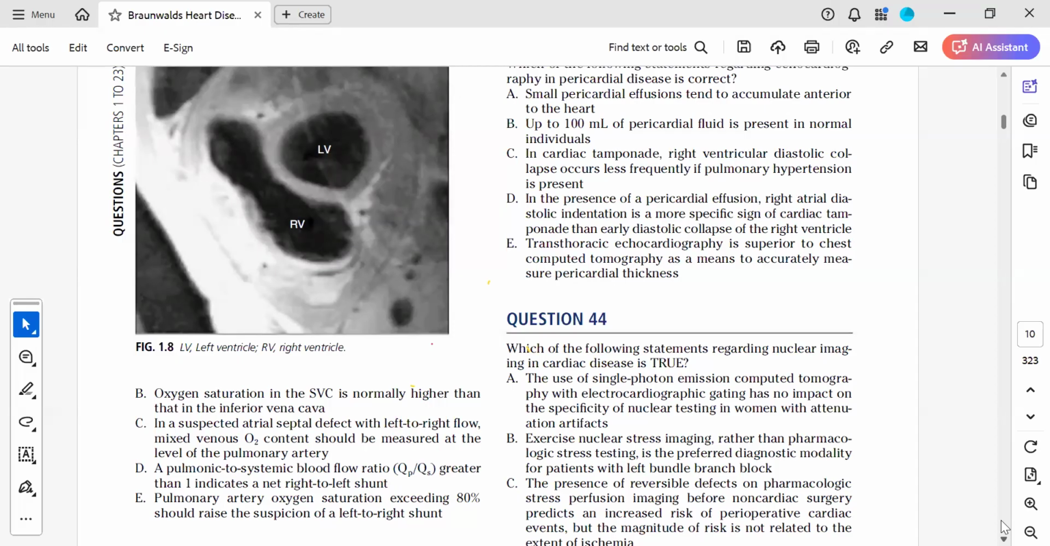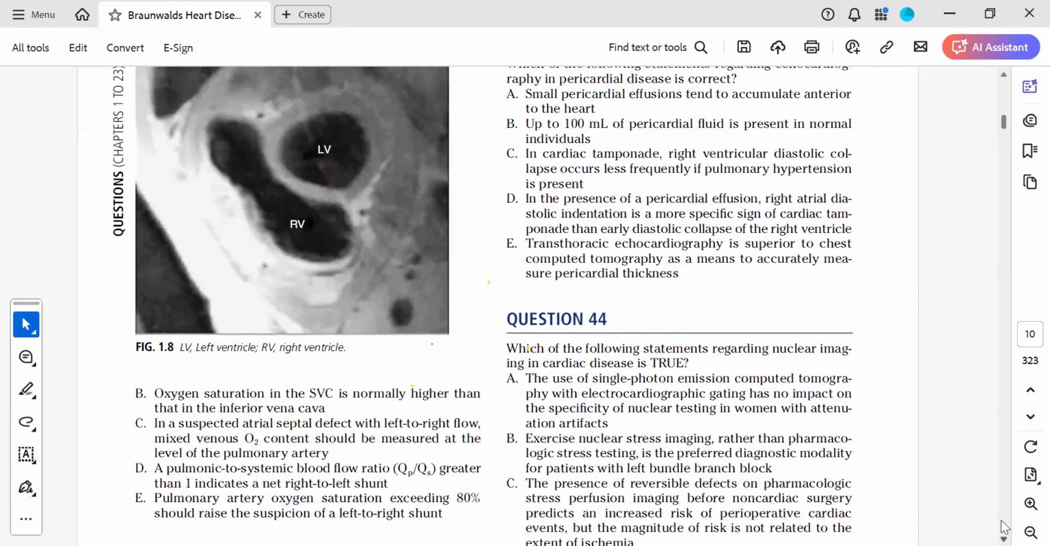Then option D, a pulmonic to systemic blood flow QP/QS greater than 1 indicates a net right to left shunt. This is also false because normally this should indicate a left to right shunt if the QP is greater than the QS, that is the flow through the pulmonary is greater than the flow through the systemic, which means that there is a volume of blood coming from the left side to join that in the right side, making the QP to be greater than the QS. So the ratio will be greater than 1. So it should be net of left to right and not right to left.